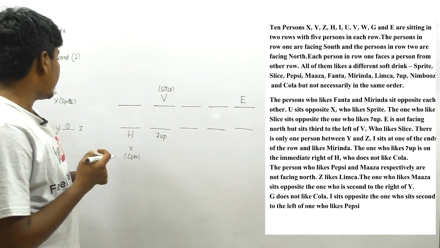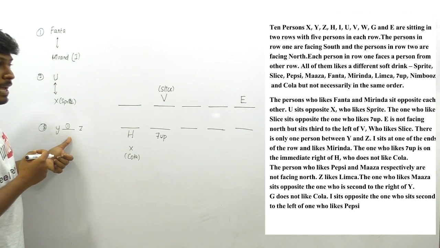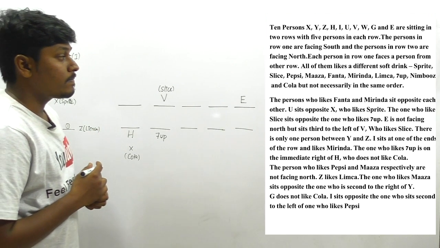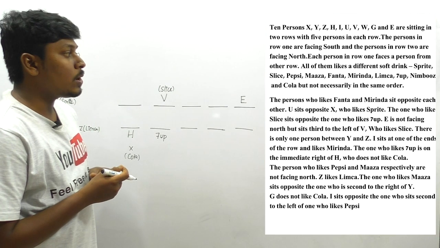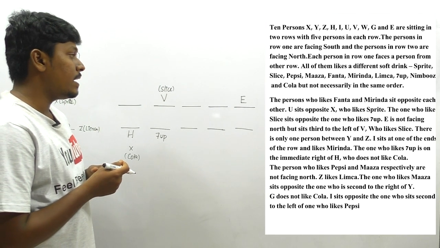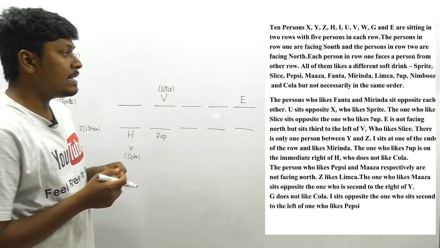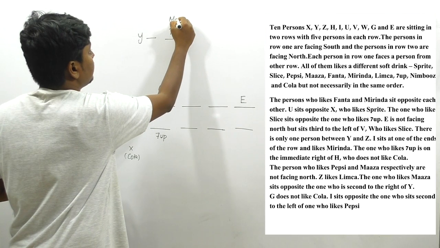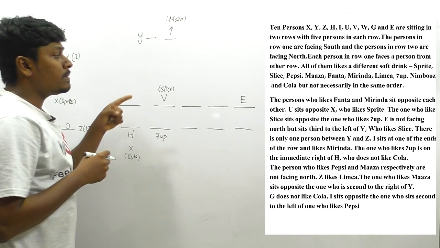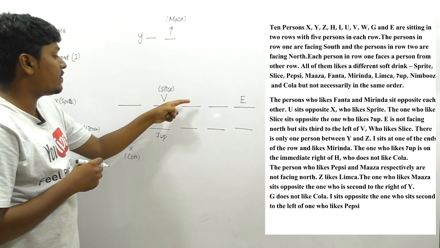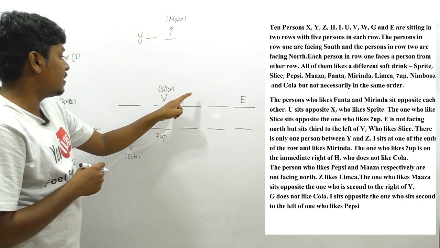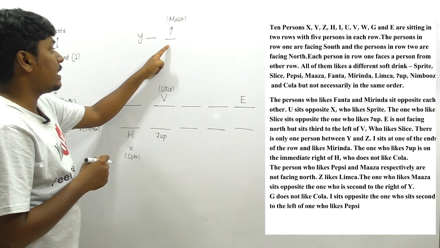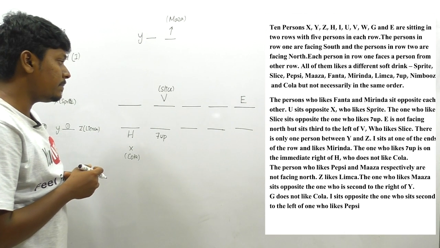Okay, let me read the next line, friends. We know that already between Y and Z there should be a gap of one person. Now the next clue: the one who likes Maaza sits opposite to the one who is second to the right of Y. Friends, listen carefully. Second place on Y's right hand side, the person who is facing Maaza. We already know that Maaza and Pepsi are not facing north. So definitely Maaza should be placed here, but they have given one clue that at the second place on Y's right hand side, the person sitting there is facing Maaza, right?